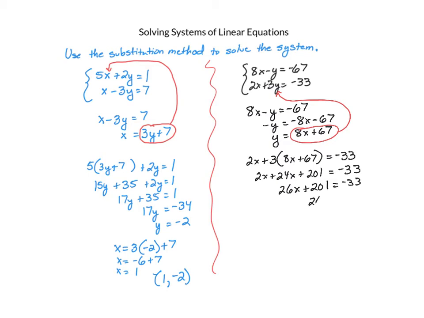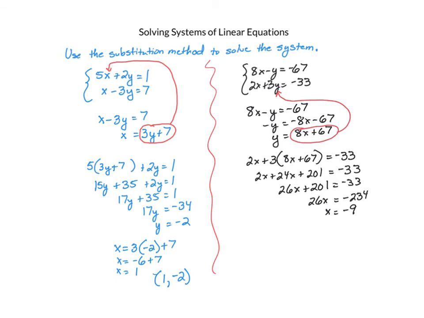Subtract 201 from both sides, and we have -234 on the right-hand side. And let's divide by 26. So we have x equals -9.